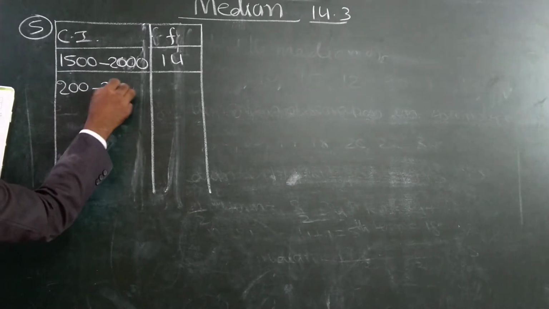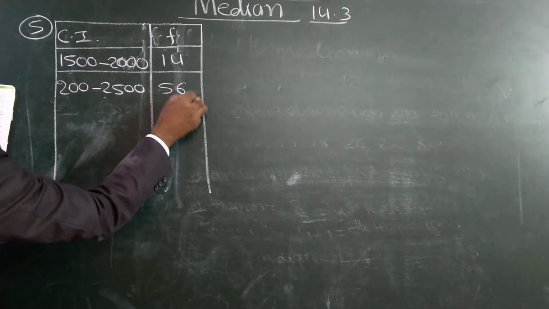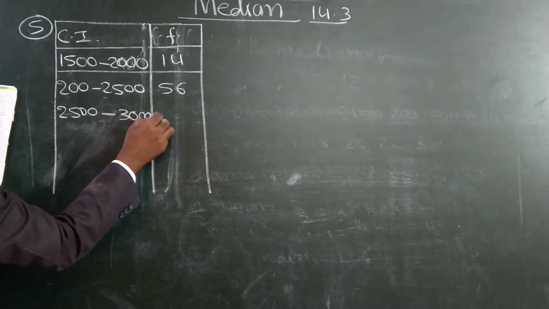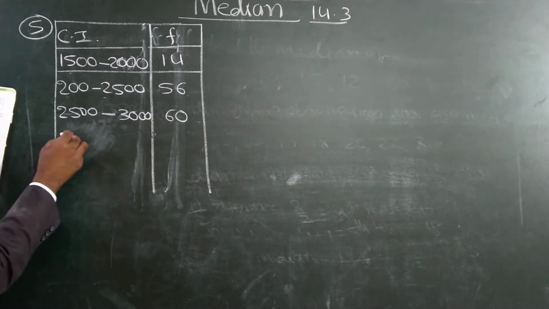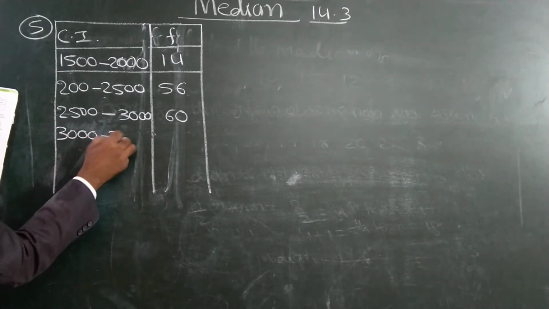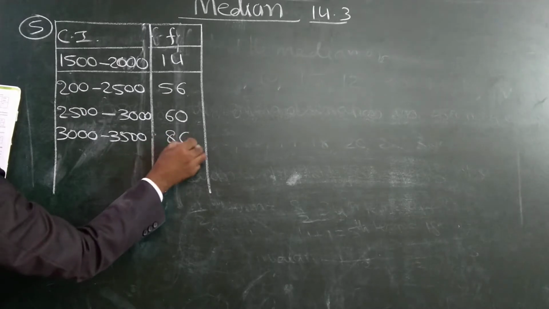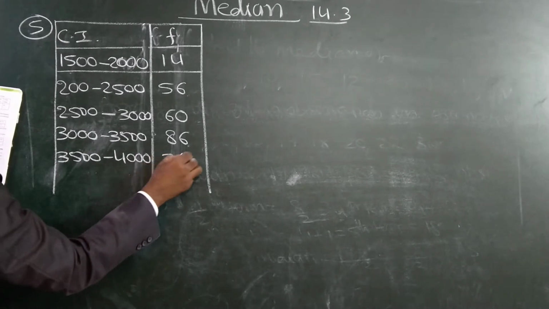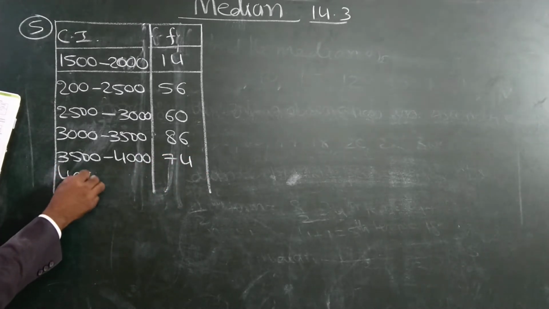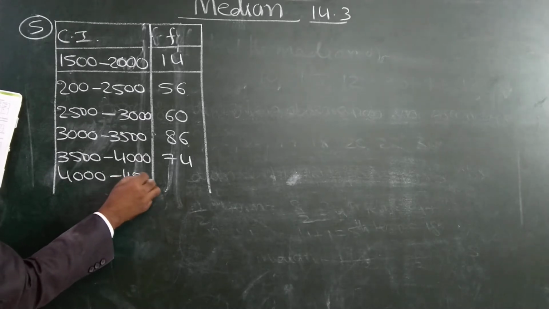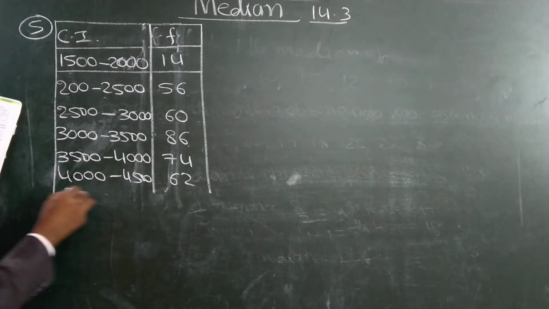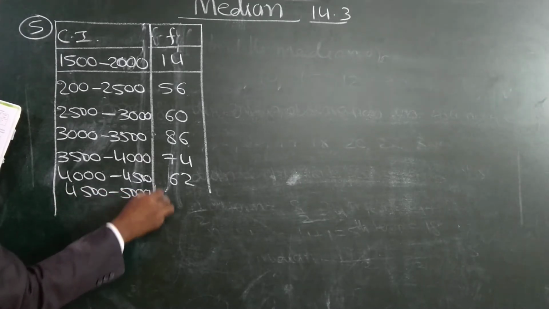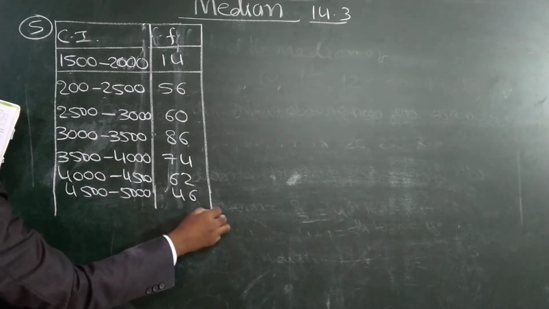2000 to 2500, 56. 2500 to 3000, 60. 3000 to 3500, 86. 3500 to 4000, 74. 4000 to 4500, 62. 4500 to 5000, 48.